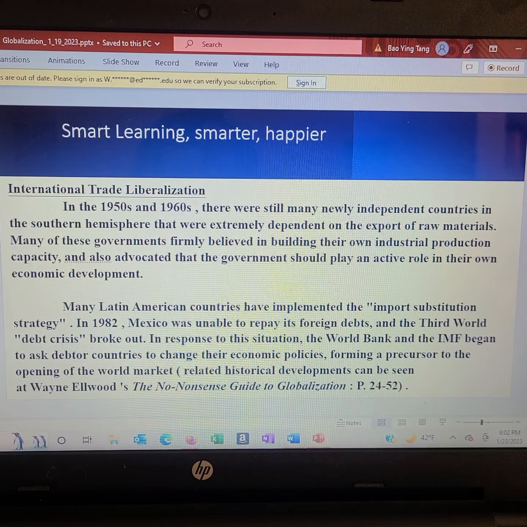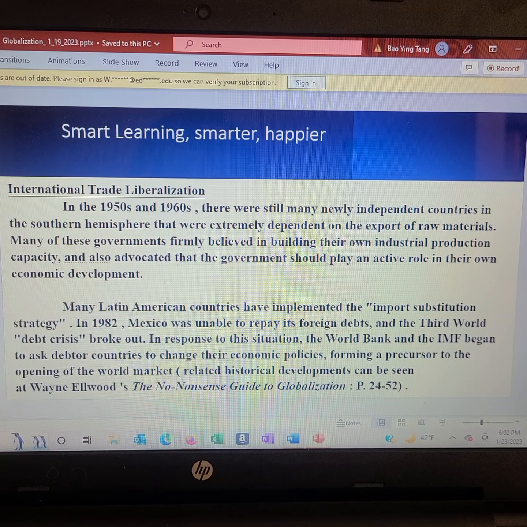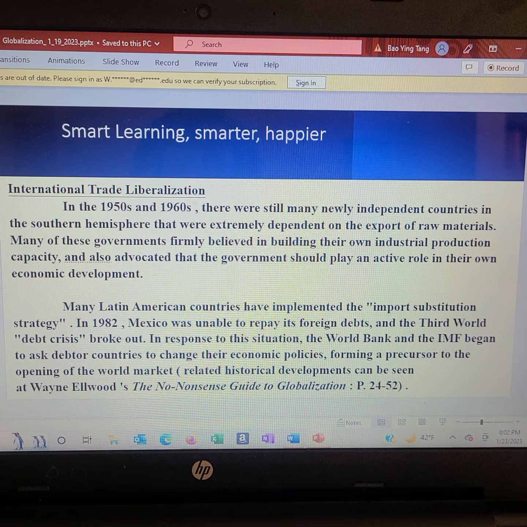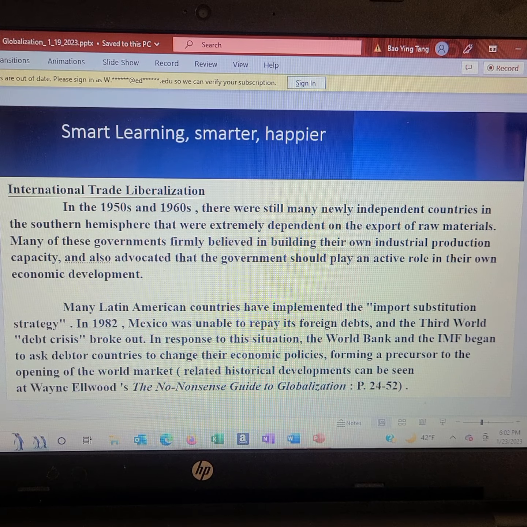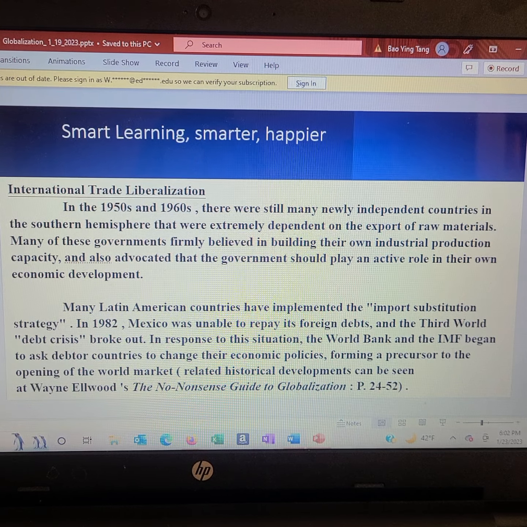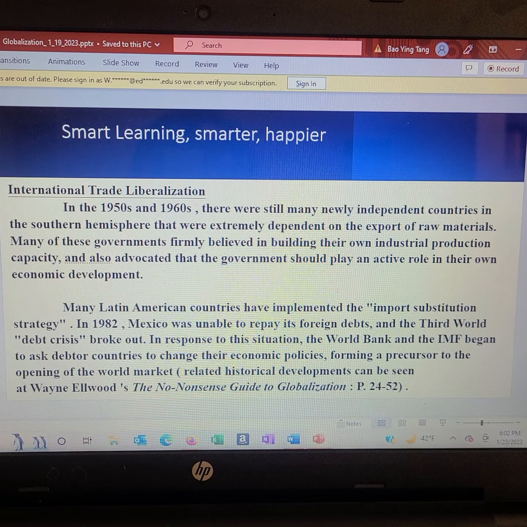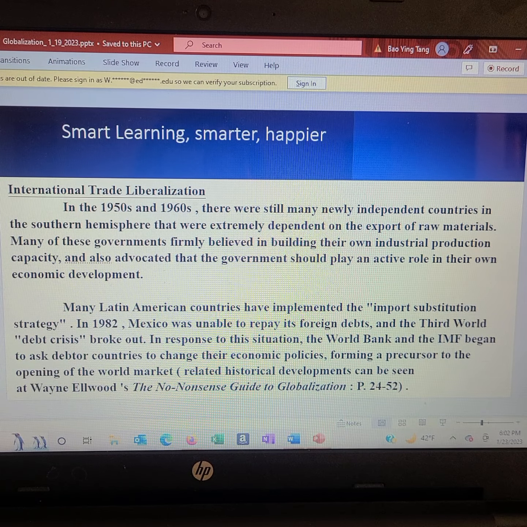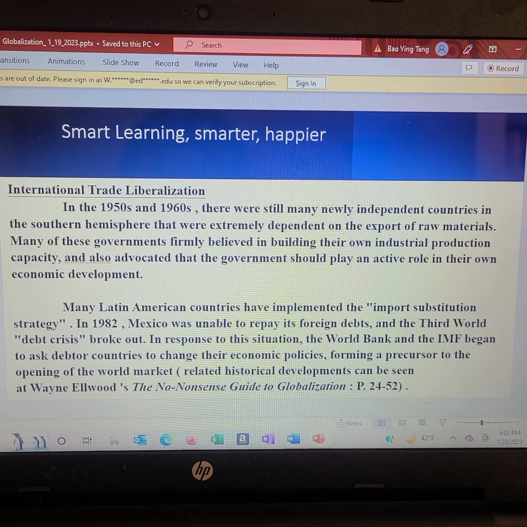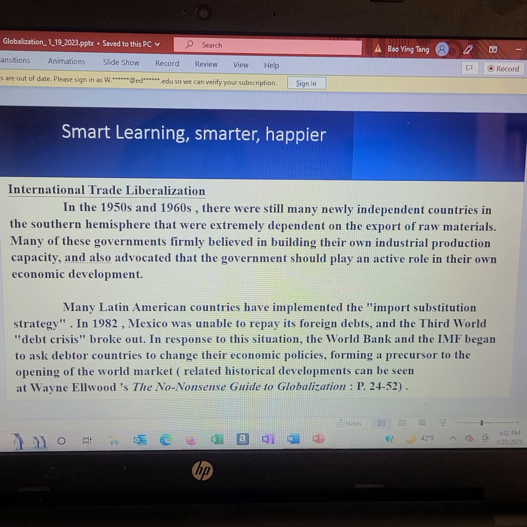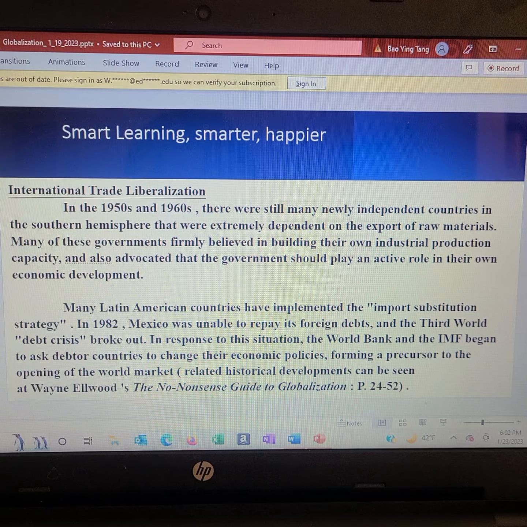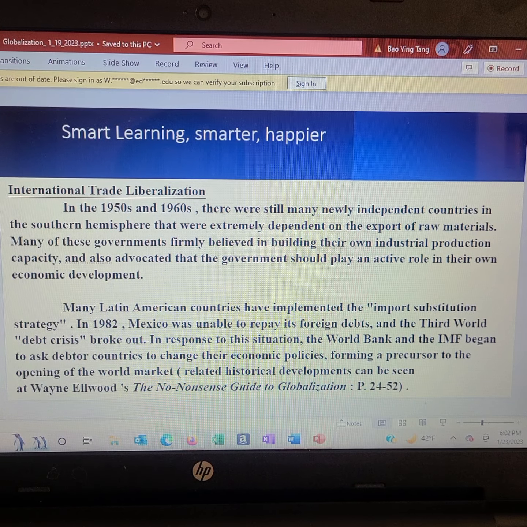International trade liberalization. In the 1950s and 1960s, there were still many newly independent countries in the Southern Hemisphere that were extremely dependent on the export of raw materials. Many of these governments firmly believed in building their own industrial production capacity, and also advocated that the government should play an active role in their own economic development. Many Latin American countries have implemented the import substitution strategy.